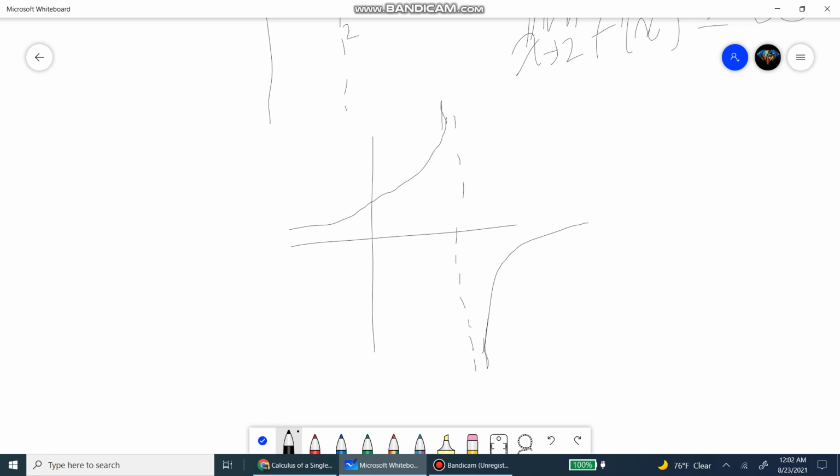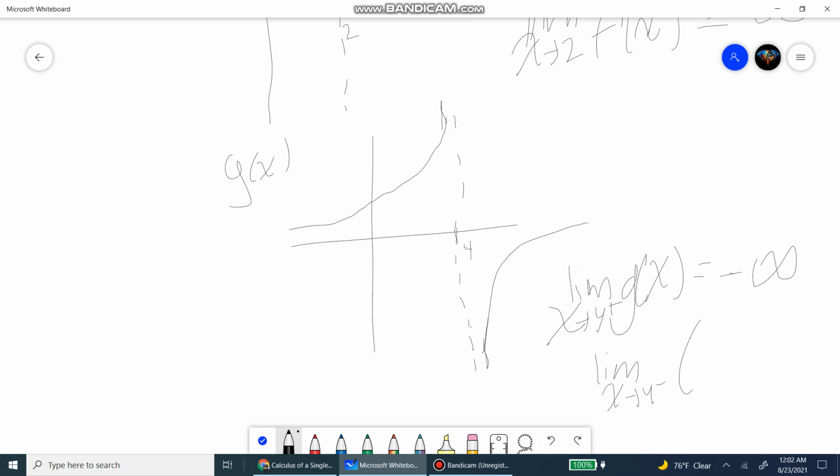So let's say this is x equals 4. Now, we learned one-sided limits last video. We'll call this g of x. Limit of g of x as x approaches 4 from the right side: you look from the right, it's going to go to negative infinity. Now, if you do the opposite and do limit as x approaches 4 from the left side, you're going to get positive infinity.